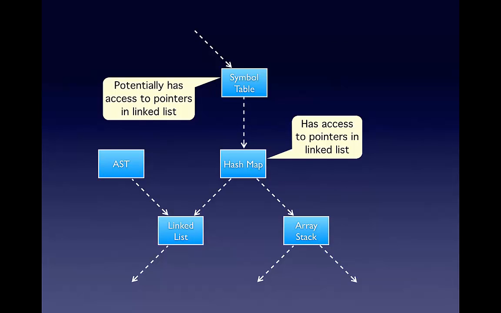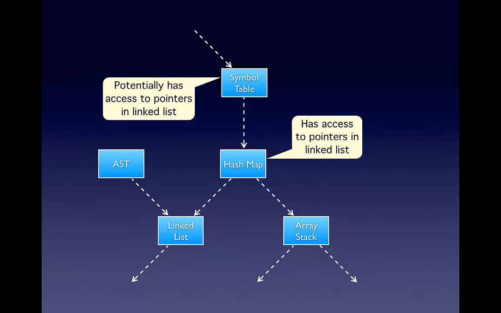It's not enough that components are well documented. Components should communicate with other components through well-defined interfaces. Consider this portion of a software system in which all modules represent concrete implementations, and therefore all of the modules depend on other concrete implementations. The linked list uses pointers in its implementation. That means that the hash map may have access to the pointers in the linked list. And if the hash map has access to them, then the symbol table potentially has access to them as well.